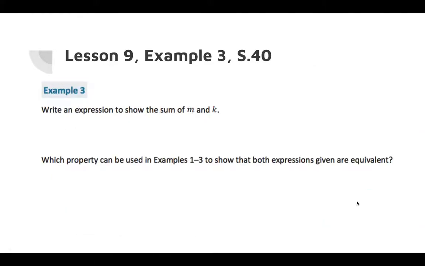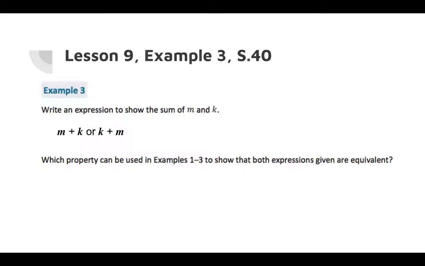Example 3. Yes, example 3 already. Wasn't that fast? Write an expression to show the sum of m and k. Sum, okay? When we talk about sum, we are adding. So this would look like this, m plus k or k plus m.